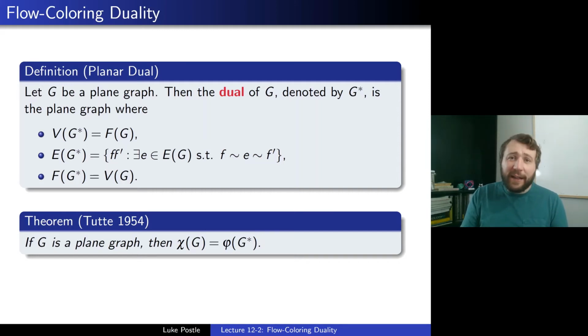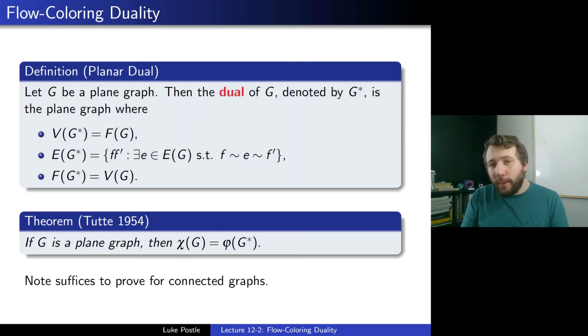To do that, I'll have to prove both directions. I'll prove that colorings give rise to flows, and that flows give rise to colorings. One small point I'd like to make is that, if you think about it a little bit, it suffices to prove this only for connected graphs, when G is connected.